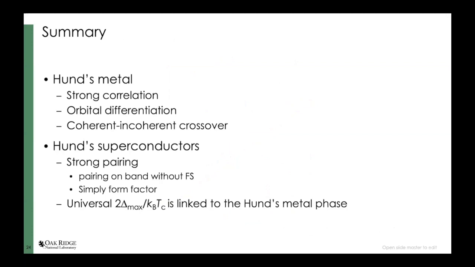I want to make a summary here. Maybe I'm too fast, but whatever. We do find experimental evidence that is consistent with the Hund's model. That means we do see an enhanced correlation, we do see orbital differentiation, and we do see clearly a doping-dependent coherent and incoherent crossover. And in the superconducting phase, we find the experimental observations are very consistent with the Hund's physics being in there. So I'll stop here, and thank you for your attention.